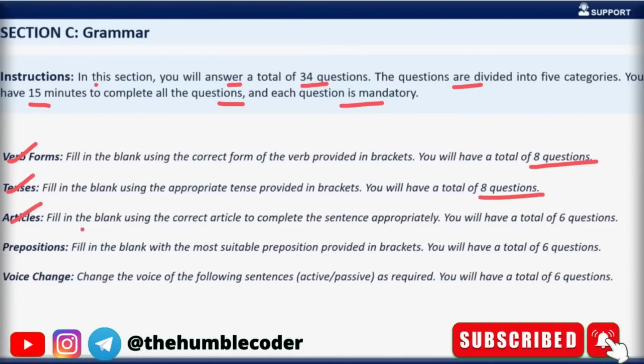Next is your article based questions. Fill in the blanks using the correct article to complete the sentence properly. You will have total of 6 such questions. Next is prepositions. Fill in the blank with the most suitable preposition provided in the bracket. You will have a total of 6 such questions. Next is your voice change. Change the voice of the following sentences, that is active or passive, as required. And you will have a total of 6 such questions.